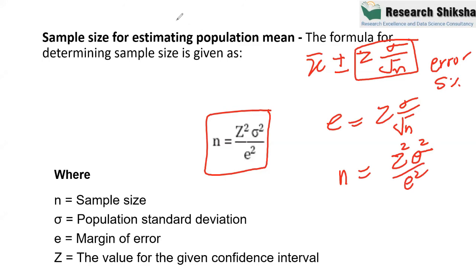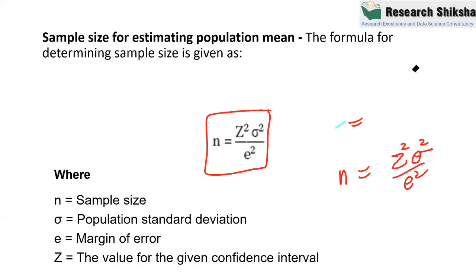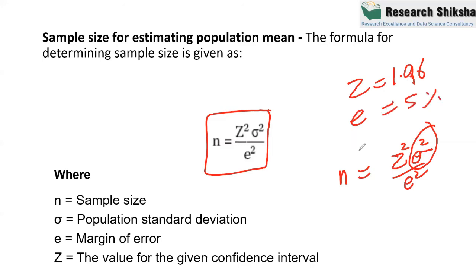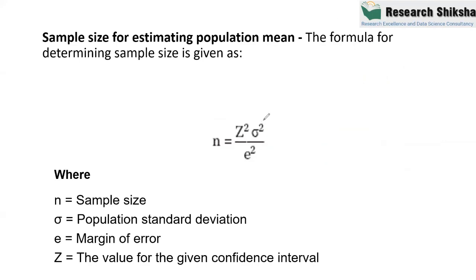Now in this formula, the biggest problem that I face is: what is this sigma? How do we calculate this sigma? Because Z is always 1.96 and the error is always 5%. Now how can I find out the value of sigma? So this is the problem. Okay. Now, if you have an answer to it, please give me the idea. This is the biggest problem that I found, how to find out this sigma.